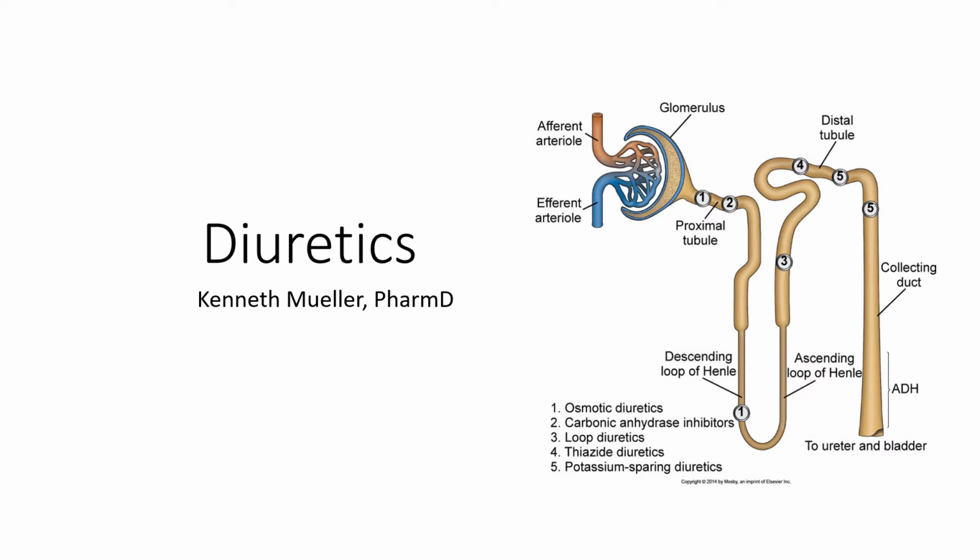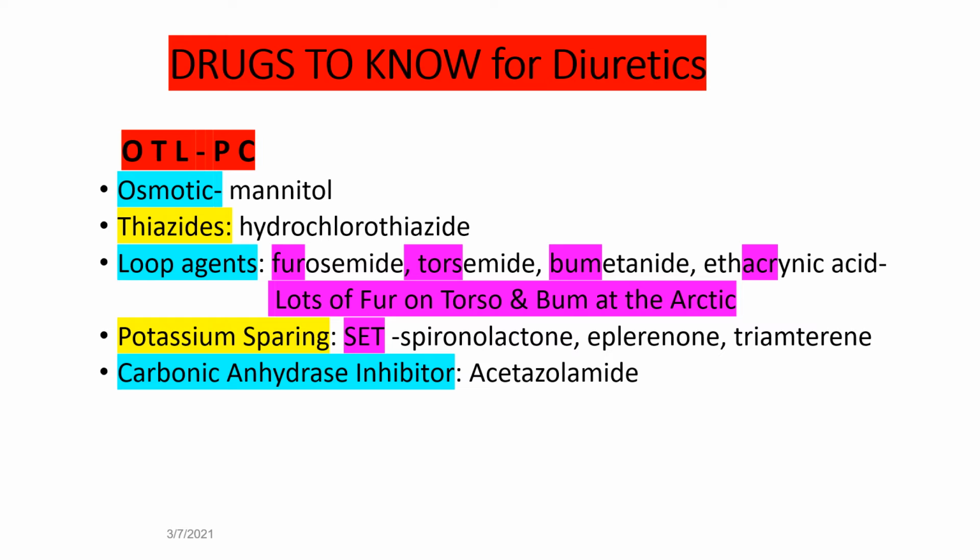Okay, so this is the chapter on diuretics. The drugs to know for diuretics are OTL-PC, that is the osmotic drugs, thiazides, loop agents, potassium-sparing drugs, and carbonic anhydrase inhibitors. Osmotic drugs are mannitol. Thiazides are hydrochlorothiazide. Loop agents, the mnemonic over here is lots of fur on torso and bum at the Arctic. That is furosemide, torsemide, bumetanide, and ethacrynic acid.